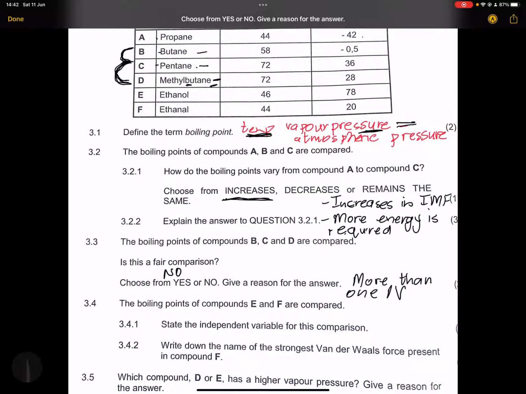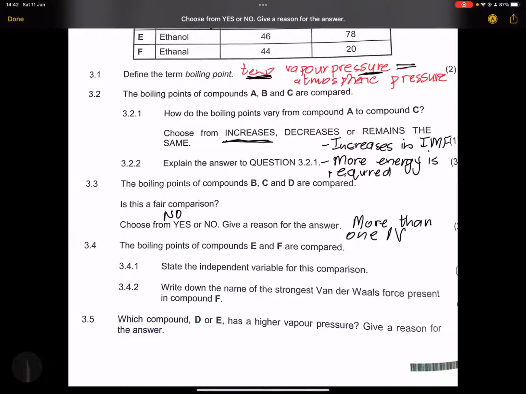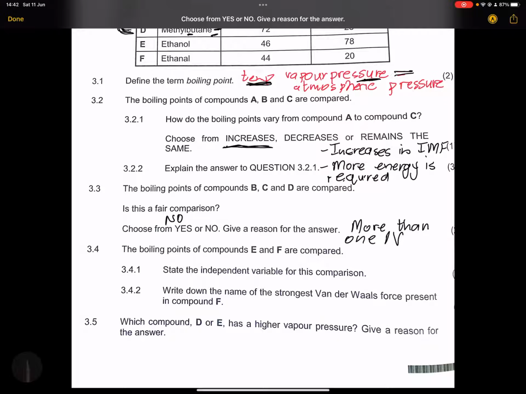Right, now the next question, they say the boiling points of the compounds E and F are compared. So now we've got E and F, we've got ethanol and ethanol, okay? Now that would be a fair test. Why? Because they are equal in chain length, and in this case, the only difference between them would be the functional group, isn't it?